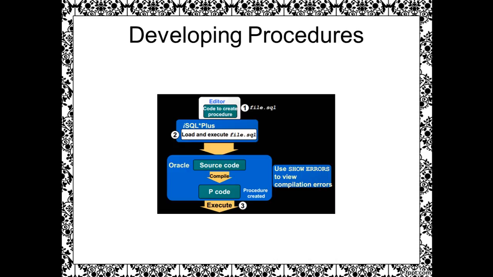Developing a procedure. Number one, edit the file.sql with the editor code to create the procedure, and then load and execute the SQL file in SQL*Plus, and then Oracle compiles the source code and executes the P code.